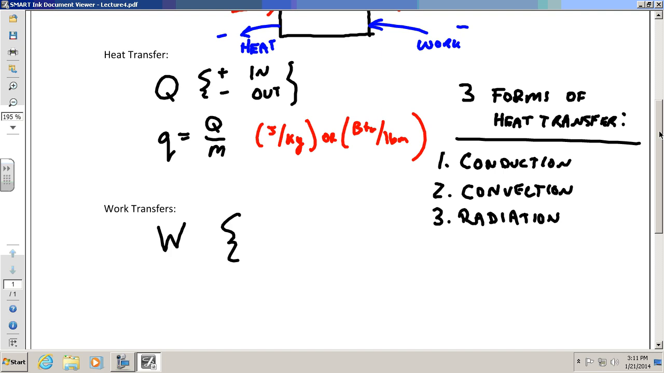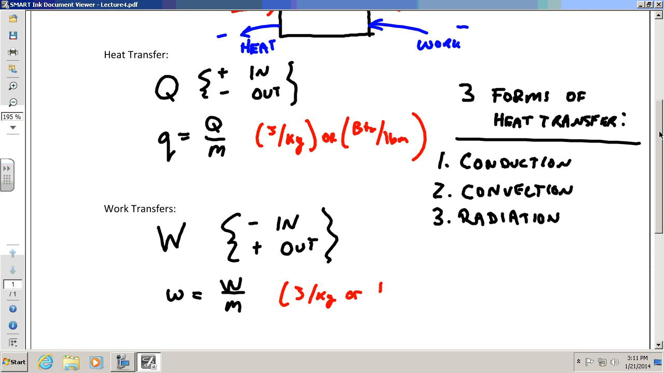And again, it's negative in because I don't really want my machines to take work. I want my machines to give work, so it's positive out. That would be the ideal case, at least. Again, I can express it as a lowercase w as work per unit mass. Those units could be, again, joules per kilogram or BTU per pound mass, whatever, right?